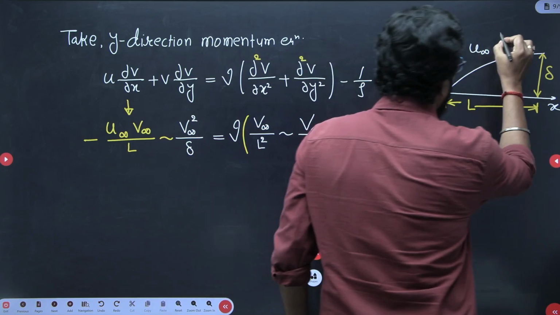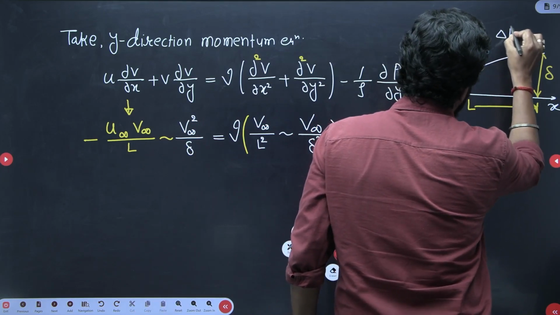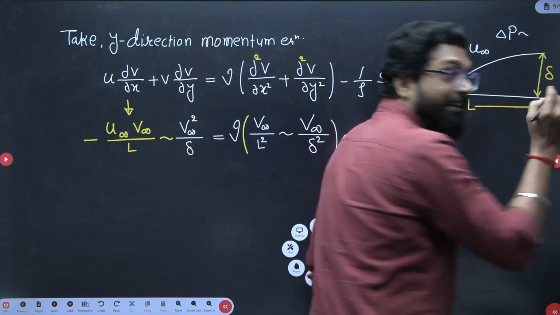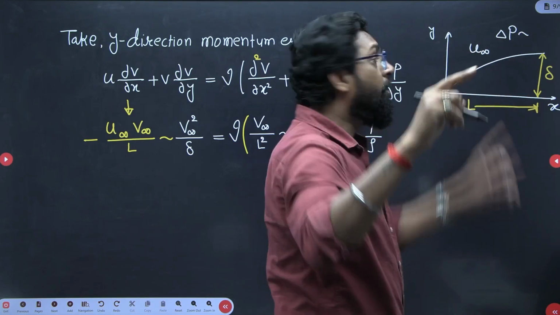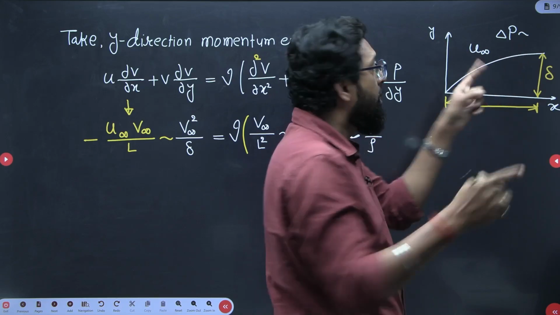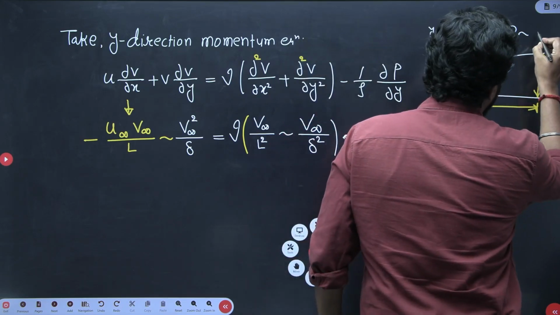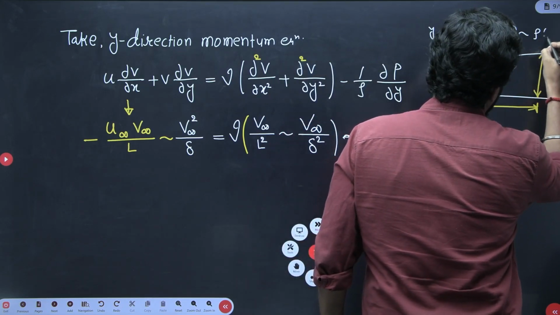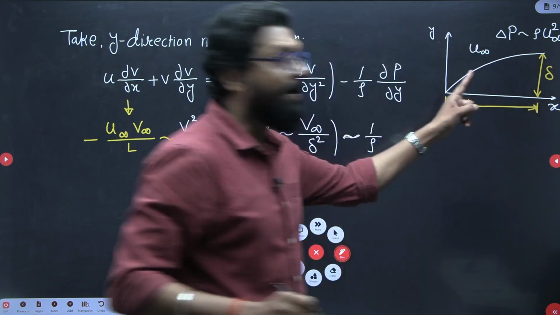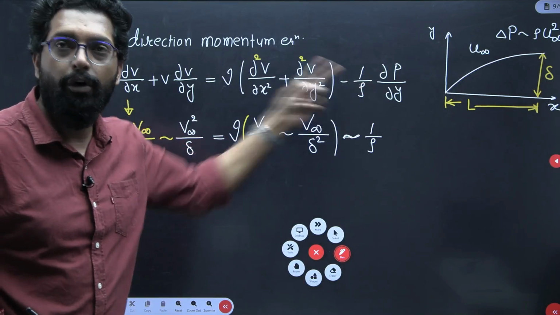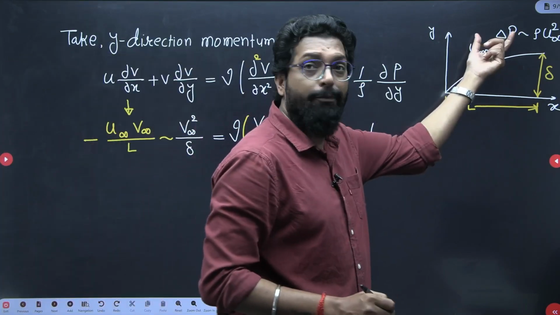So, what is the order of magnitude outside? Delta P, order of magnitude is kinetic energy. Kinetic energy is half rho u infinite square. Neglect the half. So this is rho u infinite square. These are the order of magnitude outside the boundary layer. So, what is the pressure change outside the boundary layer?